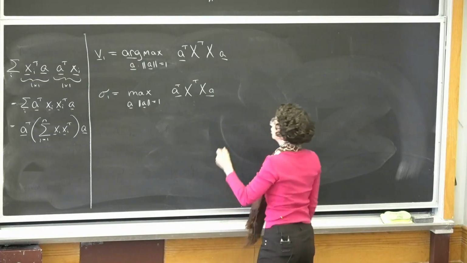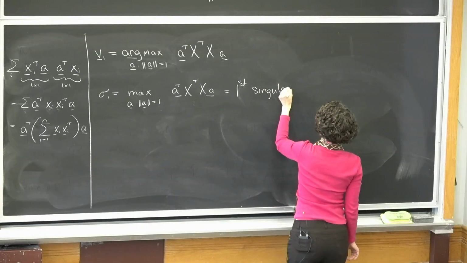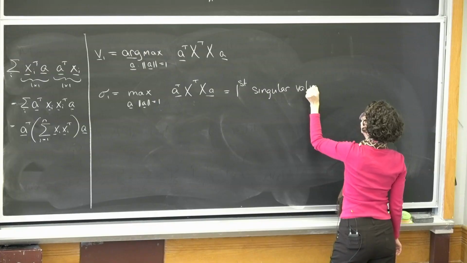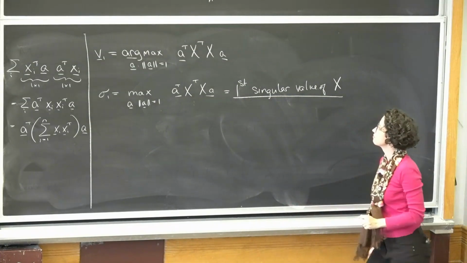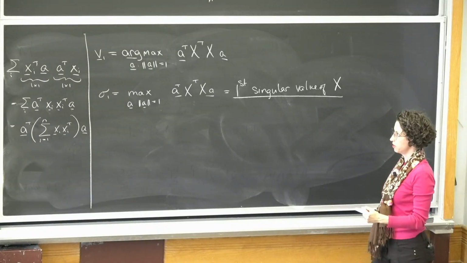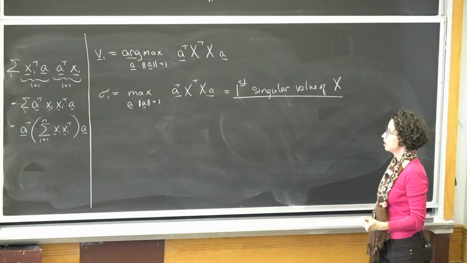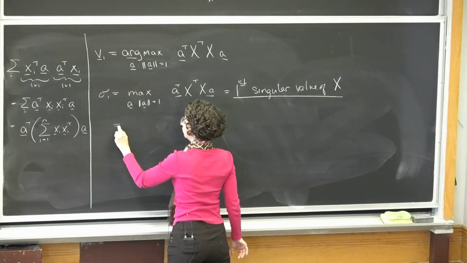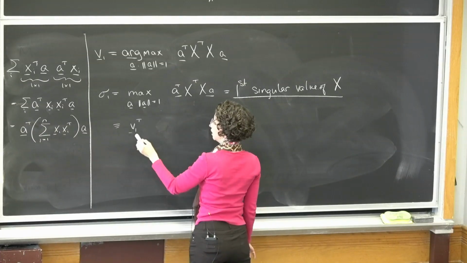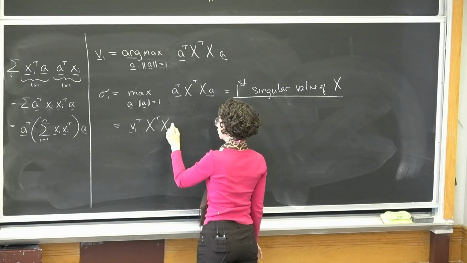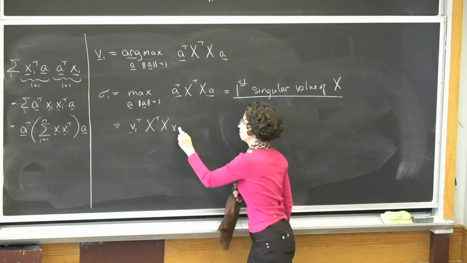And so this is called the first singular value of the matrix X. And we're going to talk more about how to interpret that number and how to think about it in the next few lectures. But this is also equivalent to taking this v1 vector and computing v1 transpose X v1.